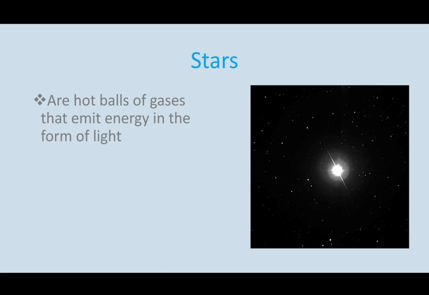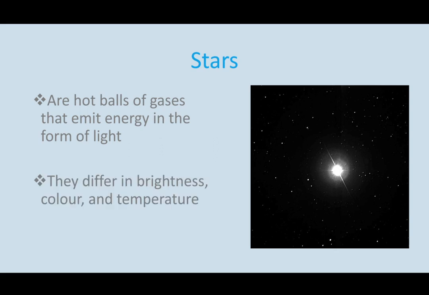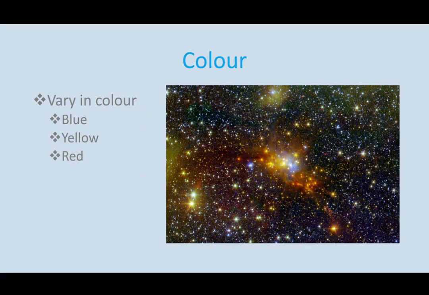And you see them at night when you look up at the sky, but essentially they're just balls of gas in space that are emitting light. And they can differ in brightness, color, and temperature. So we're going to look at those characteristics. So the first is color, and they can vary in color. Some examples are blue, yellow, and red. So you can see some examples here.